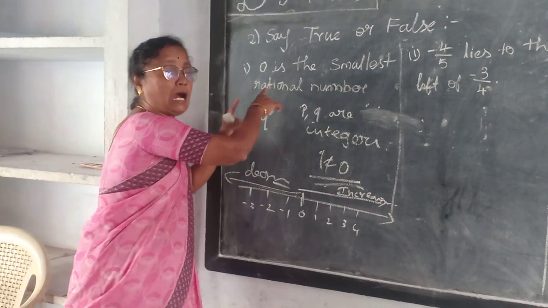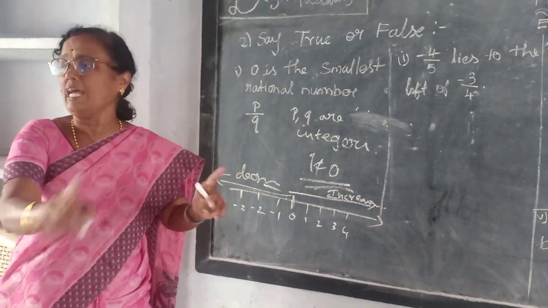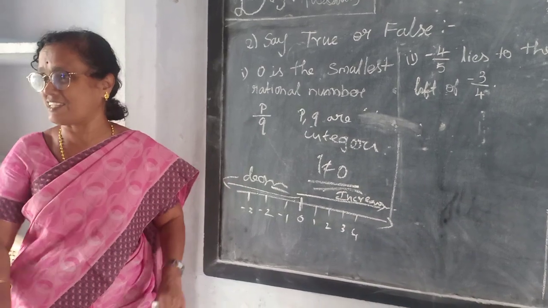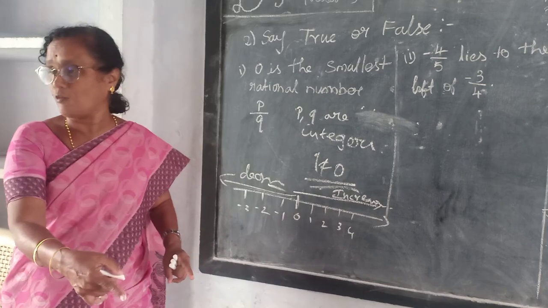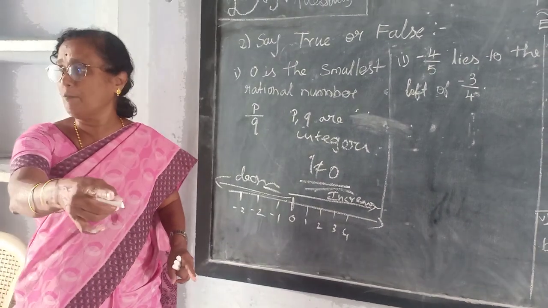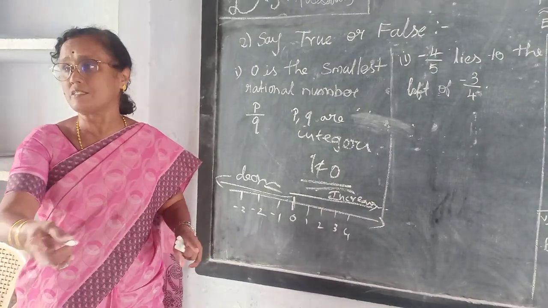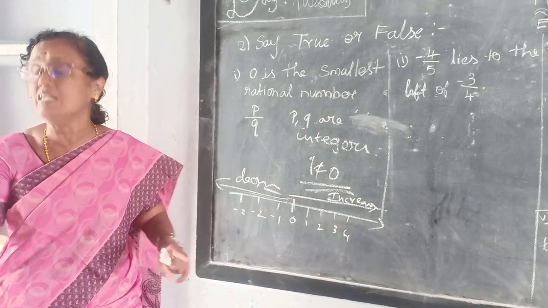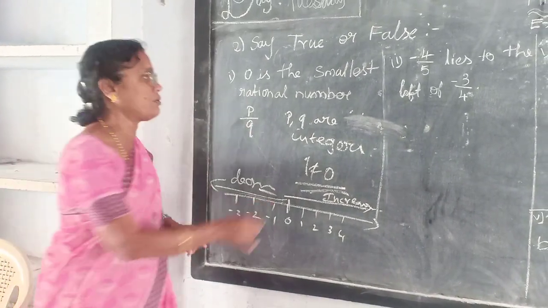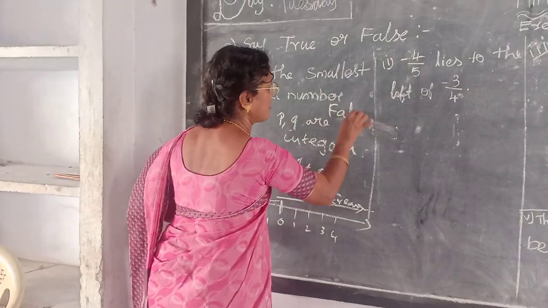And also they didn't compare with anything. Simply they have given 0 is the smallest rational number. They have said 0 is the smallest rational number. So this is false.